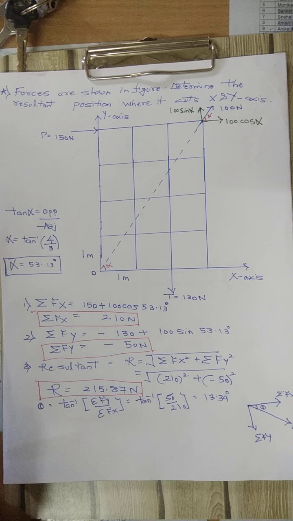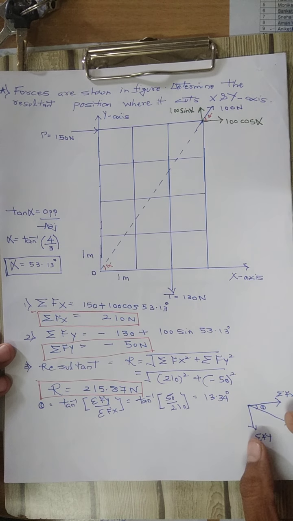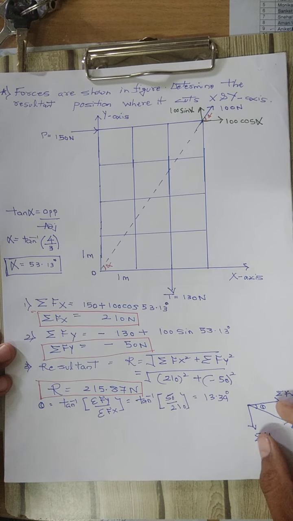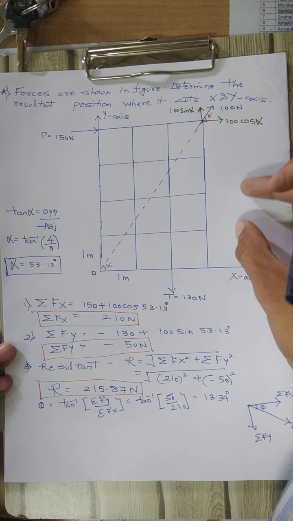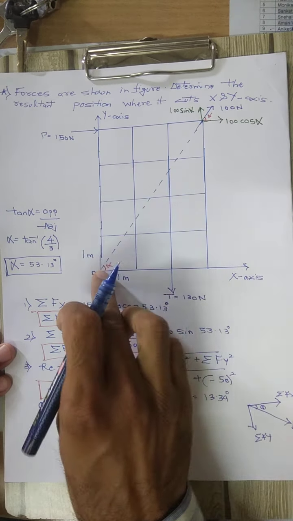That is, what are the x and y components of this resultant? Okay? In order to find the x and y components, simple case. Imagine this fourth quadrant resultant is acting somewhere here. Okay? In this figure it is acting somewhere here. So we have to find out its x component and its y component.